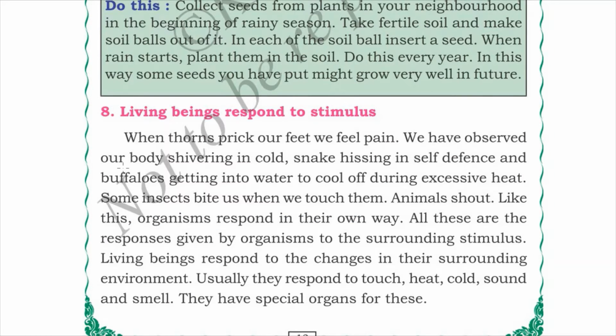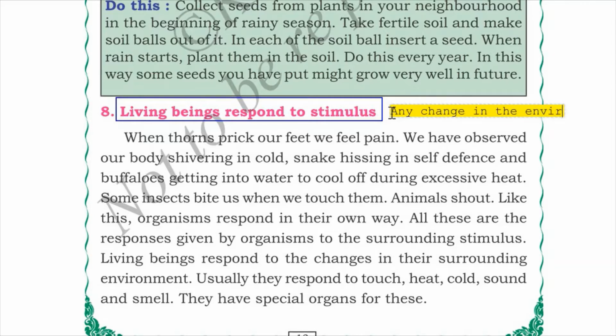Up next, we have the next characteristic, that is living beings respond to stimulus. So what does stimulus mean? Any change in the environment of a living being is called a stimulus to that living being.